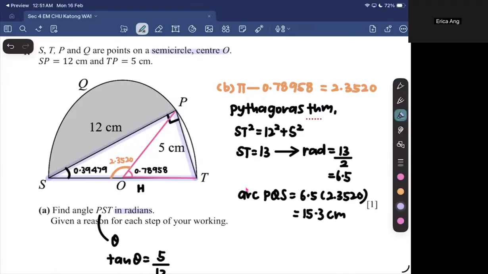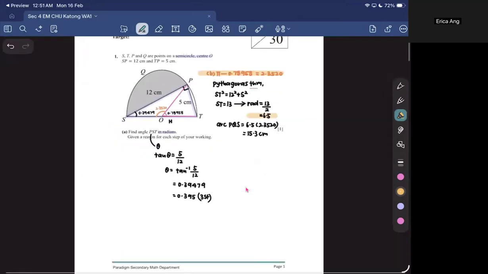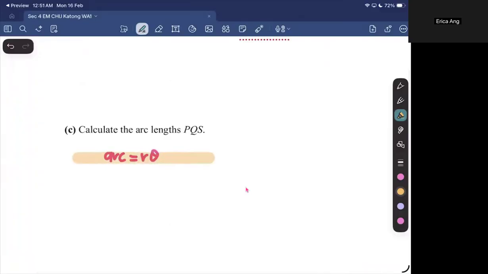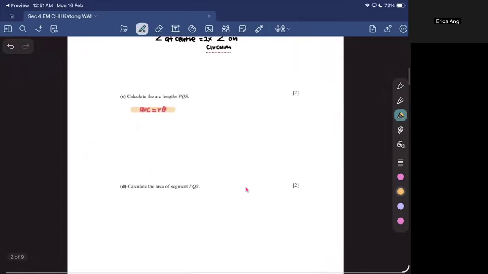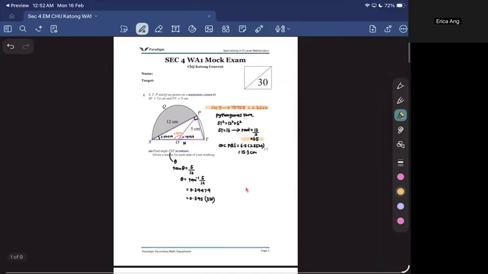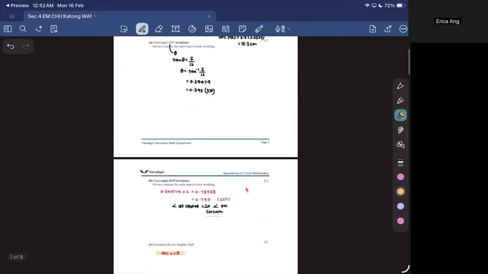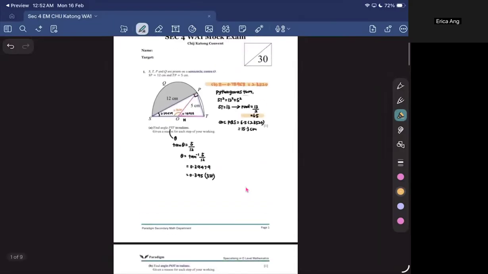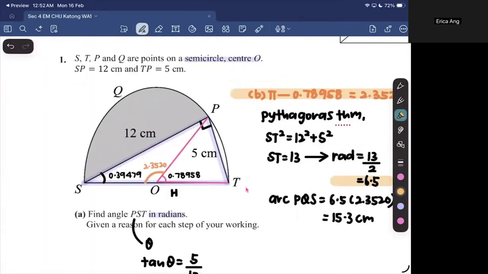The important thing to understand in this question is you must recognize the pi minus something. Then you know the angle, but you must know the formula first. Once you have the radius, you just do your r theta. Always start by asking yourself whether this one is a formula or the long method, angle over 360. The last one is to calculate the area of segment. Do you remember where the segment is? Segment will be either with or without the triangle. Segment of PQS, or maybe the shaded part. I believe they want the shaded part.